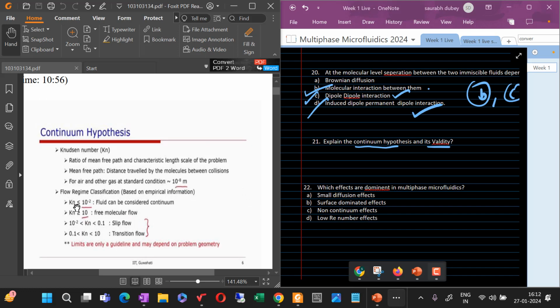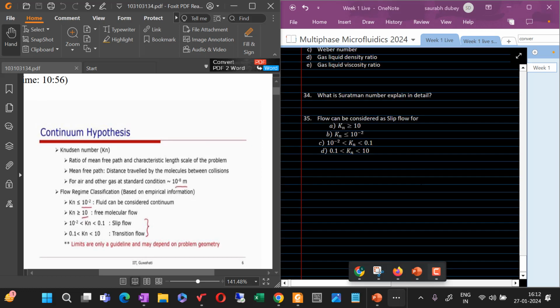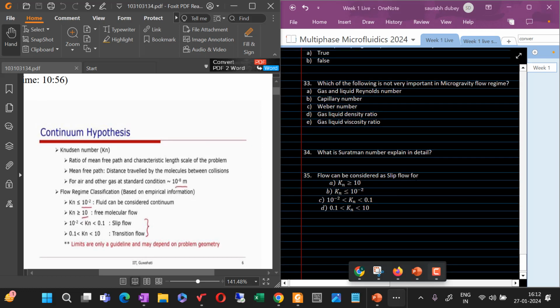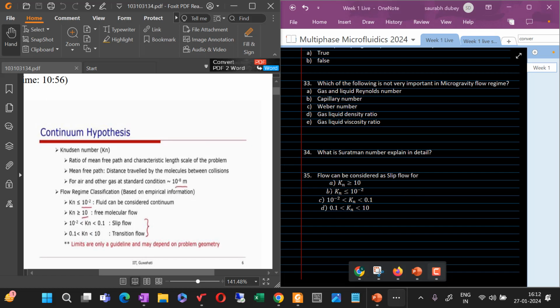Sure. So here the Knudsen number came into the picture, and we got the information that below 0.01 Knudsen number, the fluid will be considered to be continuum, and these are the other ranges. So the last question: flow can be considered as slip flow for? This is directly from this particular slide. Slip flow is between 10 to the power minus 2 to 0.1. Okay, so this is the correct one.